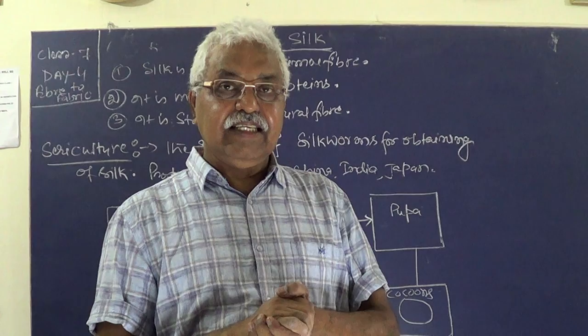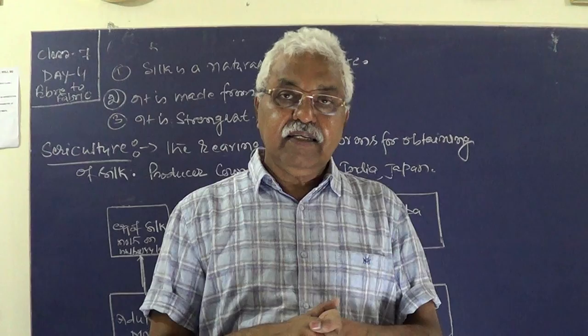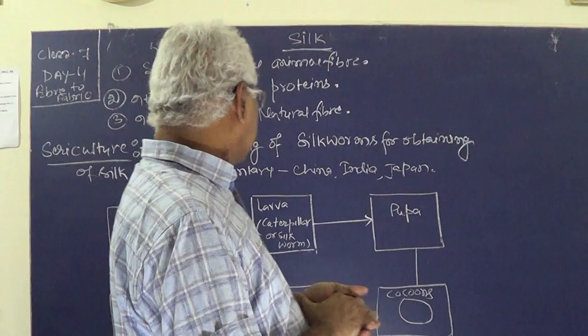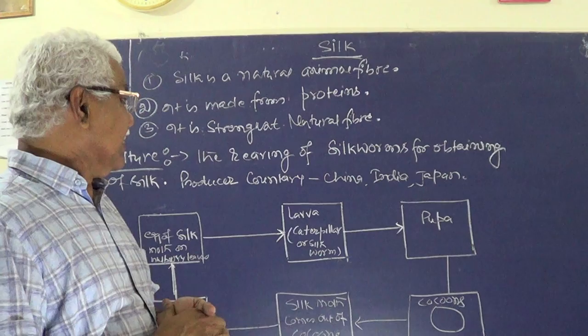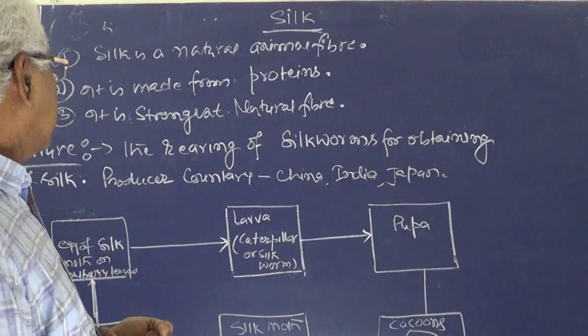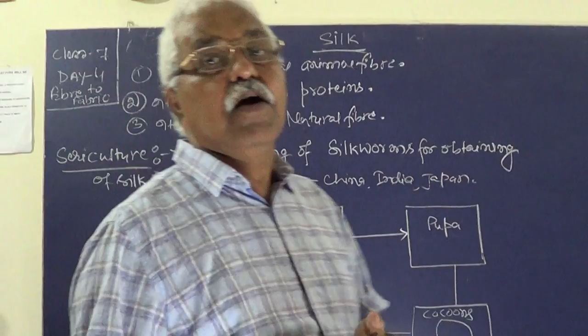It is the rearing of silkworms for obtaining silk. Producer countries: India, China, Japan. Silk is a natural fiber, a natural animal fiber. It is made from protein. It is the strongest natural fiber, stronger than cotton.